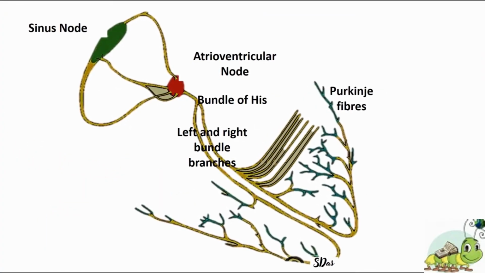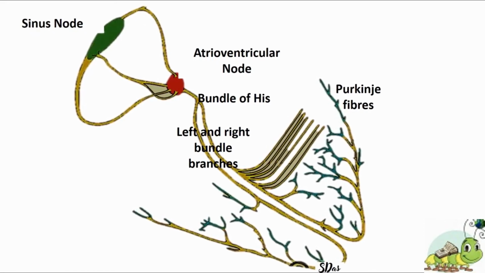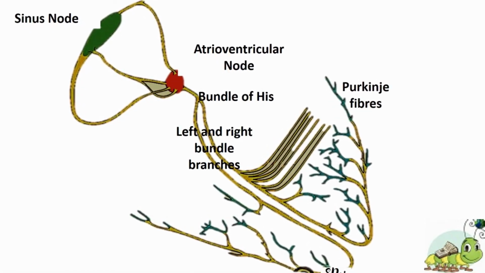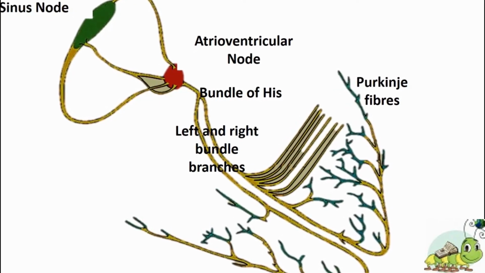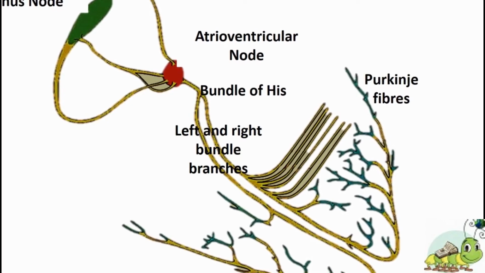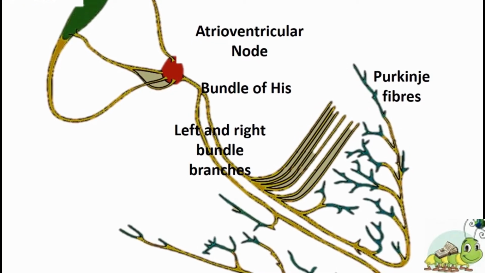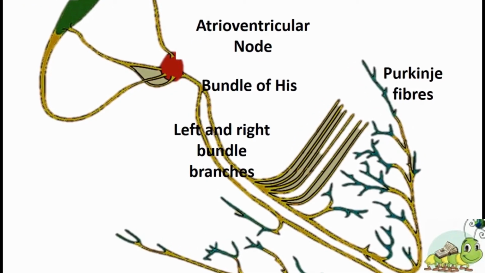Atrioventricular bundle, AV bundle, a bundle of fibers that extend from the AV node into the interventricular septum, which divides the heart into right and left sides. The AV bundle transmits cardiac impulses.